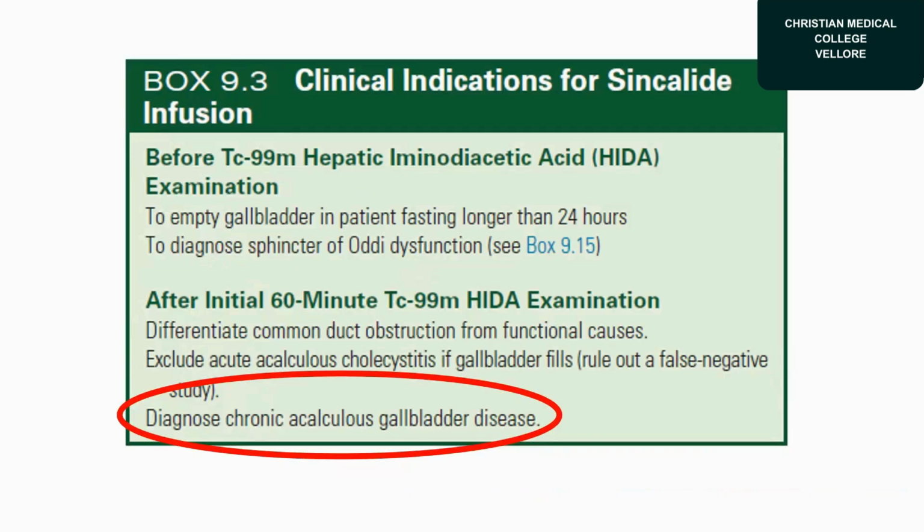So what are the indications? We are going to use it for diagnosing acalculous gallbladder disease, that is gallbladder dyskinesia, but it can also be used in the other conditions as mentioned. Before a HIDA study, it's usually given when the period of fasting is more than 24 hours, or to diagnose a sphincter of Oddi dysfunction. Or you can give it after the initial HIDA examination if you want to differentiate a common duct obstruction from a functional cause, and so on. But what we are going to do is basically diagnose gallbladder dyskinesia.